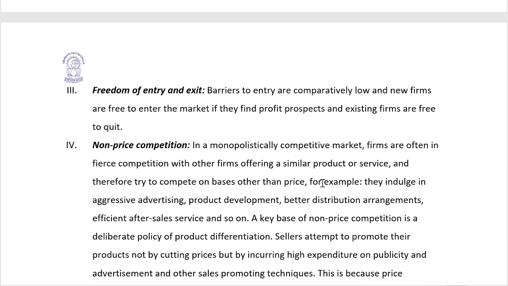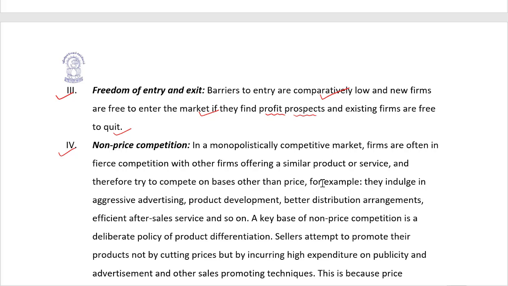Let's see point number 3, that talks about the freedom of entry and exit. New firms are free to enter into the market and existing firms are free to quit. Barriers to entry are comparatively low, and new firms are free to enter the market if they find profit prospects, and existing firms are free to quit whenever they want.